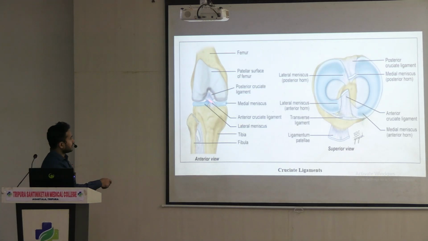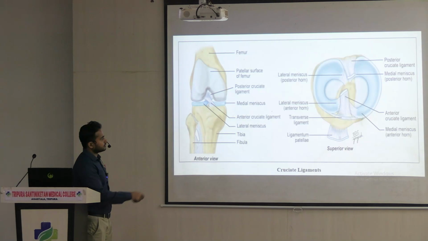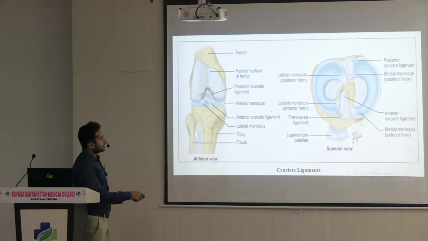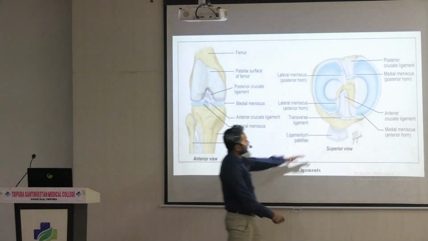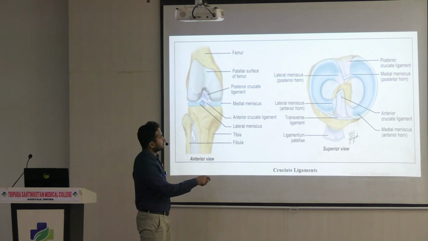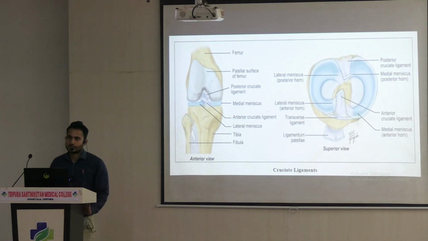Okay, so that is the attachment. Now here also you can see the attachment. This is the superior view of the knee joint. Here you can see the attachment. So this is the anterior side, okay, this is the anterior side. This is the posterior side. Now here you can see the attachment of the two ligaments, the anterior cruciate ligament and the posterior cruciate ligament.